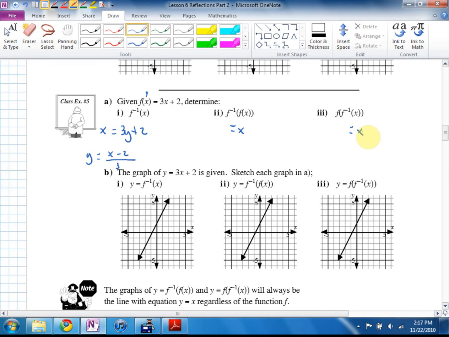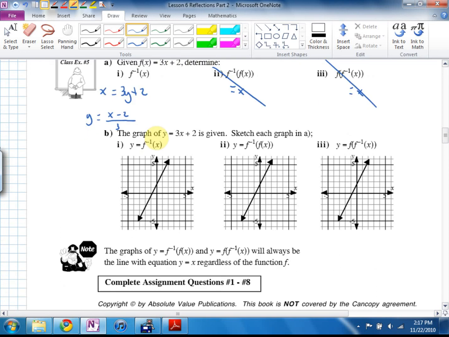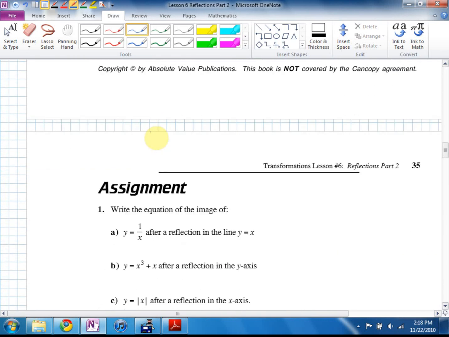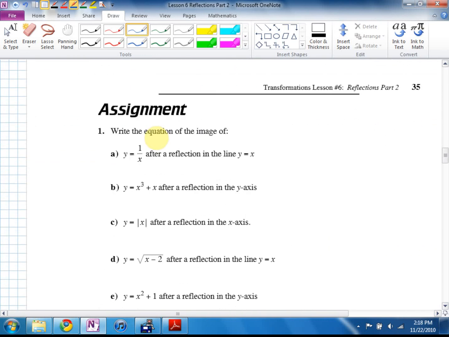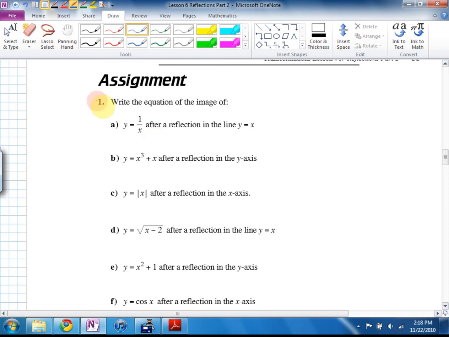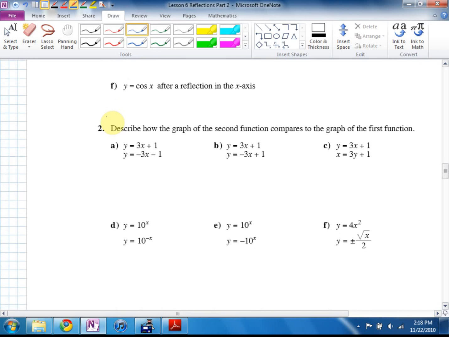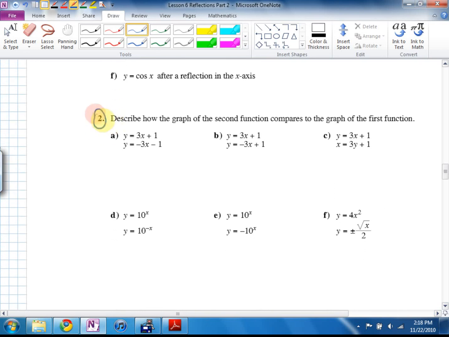So, we're done. 1. Practice writing the equations. These go pretty quick. 2. You're going to say horizontal reflection, vertical reflection, or inverse. So pretty quick answers. 3 is good. I'm good on 4.